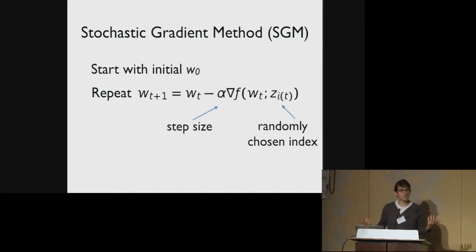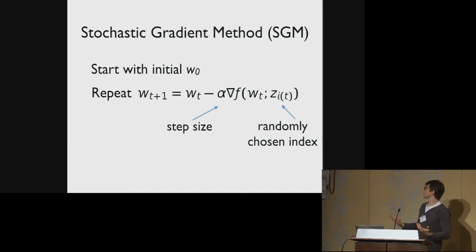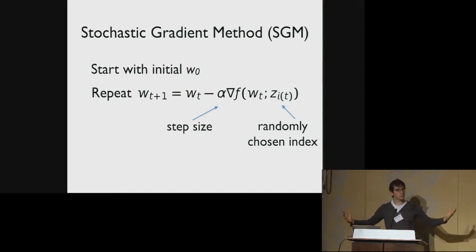So the way it works is you start with an initial guess for what your parameters should be. Let's call that w0. And then at every step, you update your parameters using a simple gradient step. So you subtract the gradient at your current parameters, multiplied by the step size. But you only compute the gradient with respect to one of your data points, which is what makes this much faster than taking full gradients. Okay? So this is the stochastic gradient method.